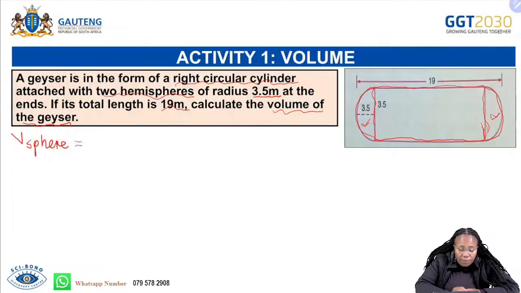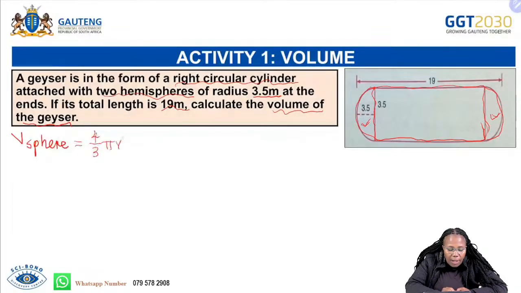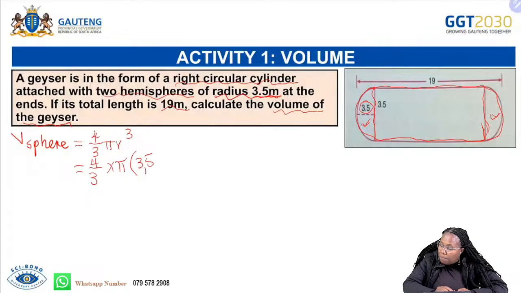And then what is the formula for the volume of a sphere, grade 12? That is 4/3 pi r cubed, right? And then now let's substitute. What is our radius? Radius is 3,5. That is 4/3, it is also given on your statement there. 4/3 multiplied by pi on the radius of 3,5 cubed. Right.